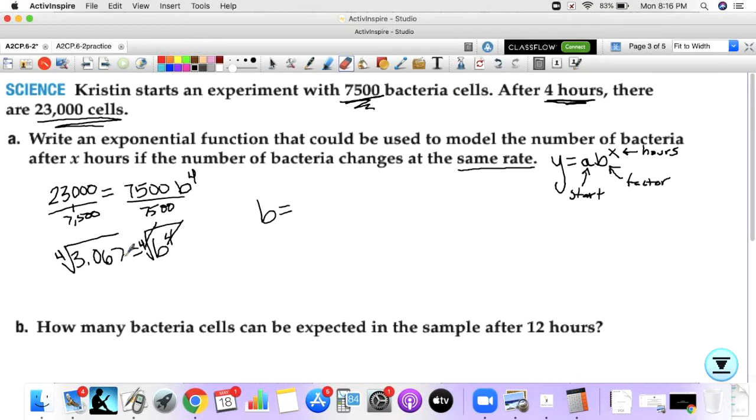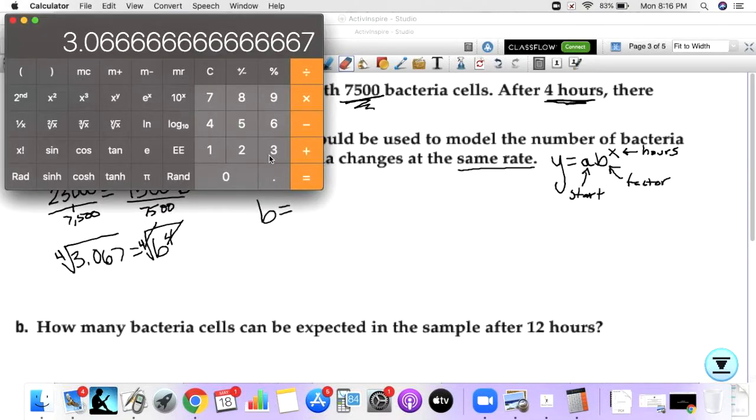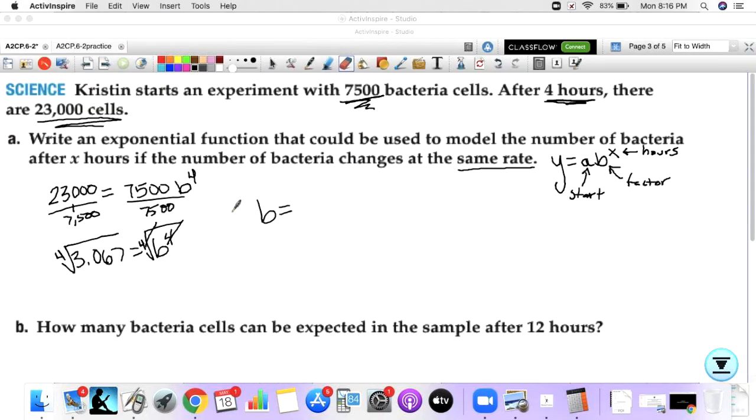Now that's not 3.067 divided by 4, right? It's a fourth root. So let's go and figure it out. We're going to do 3.067. We're going to press this little button, and we're going to fourth root it. And we're going to get 1.323, and that's going to be the decimal we stick with, okay?